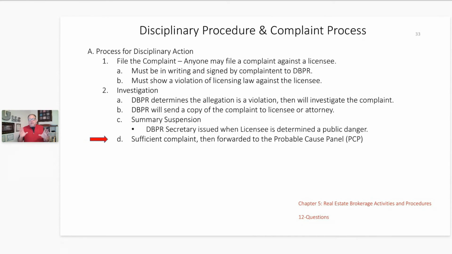So DBPR makes the decision. Remember, they could stop there and just issue the initial complaint, the first-time complaint, or they can forward it to the PCB panel to further the investigation. Remember, the PCB panel is kind of a balance of powers. Let us take a look at it as licensees, and if we deem it should go forward, we'll move it forward. If not, we're going to stop it here. So with a sufficient complaint, DBPR says we're going to forward it to the probable cause panel.